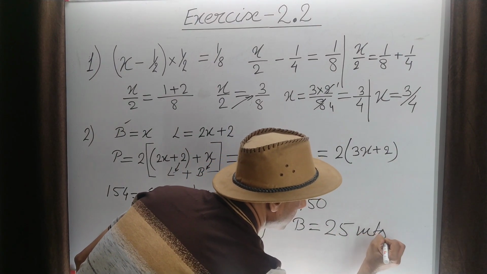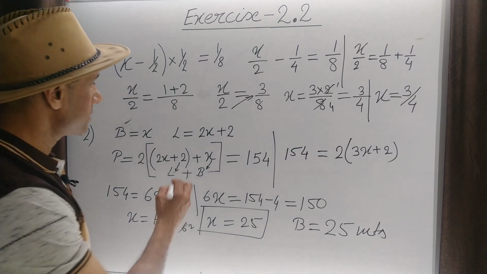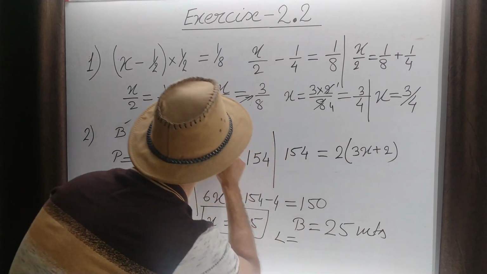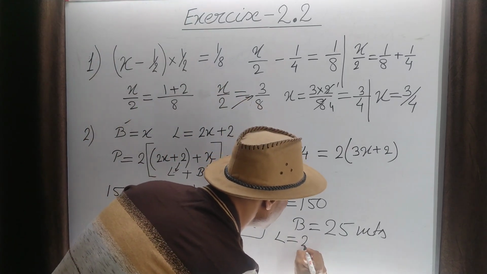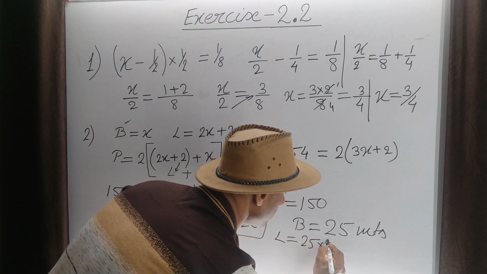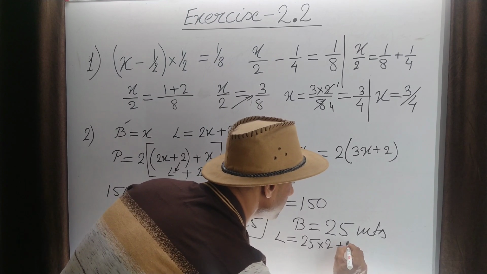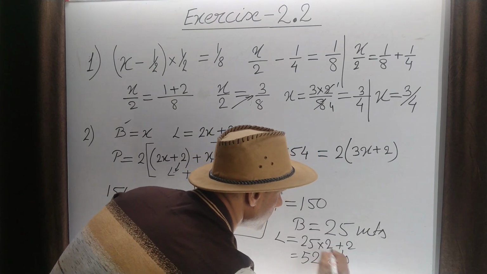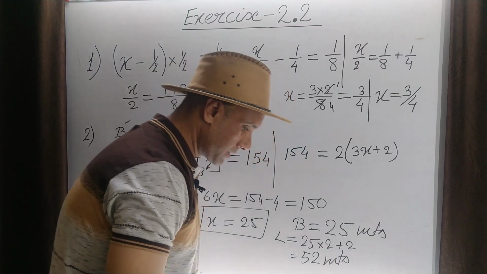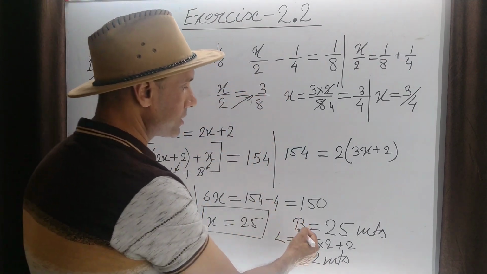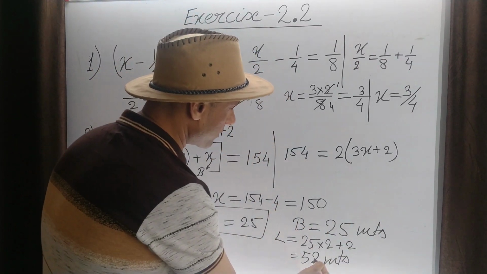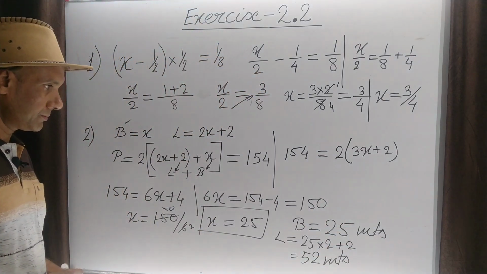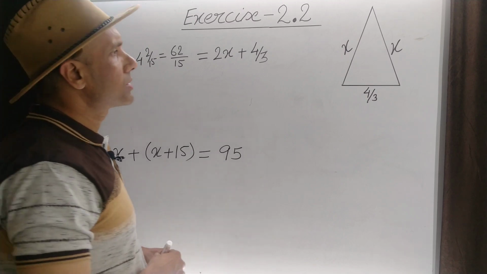So what is the length? Length is equal to 2x plus 2, that is 2 into 25 plus 2, that equals 52 meters. Correct? So breadth of the rectangular swimming pool is 25 meters and length of the swimming pool is 52 meters. Understood? Moving on to the next question.